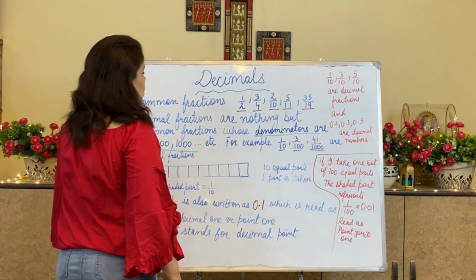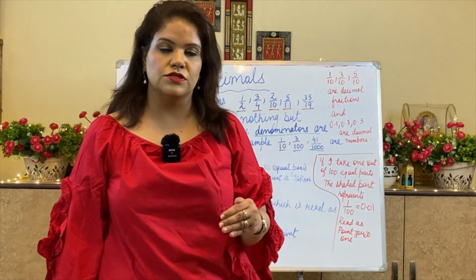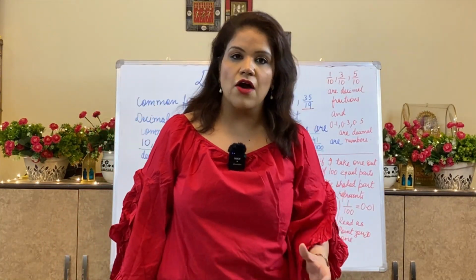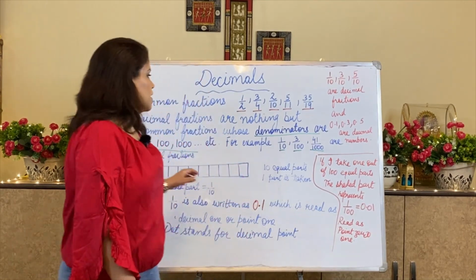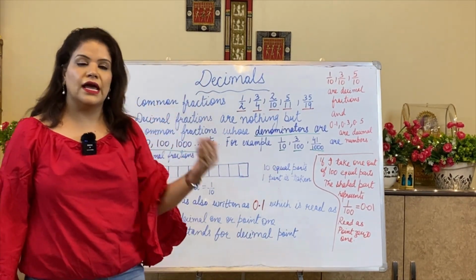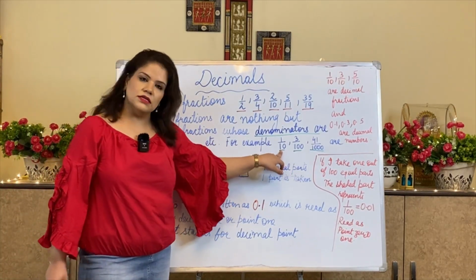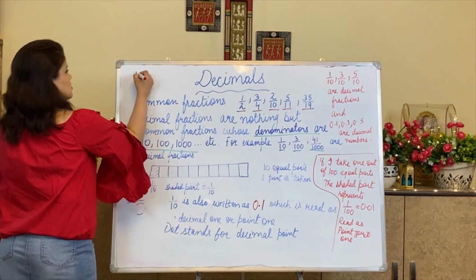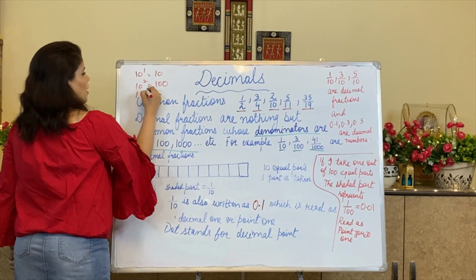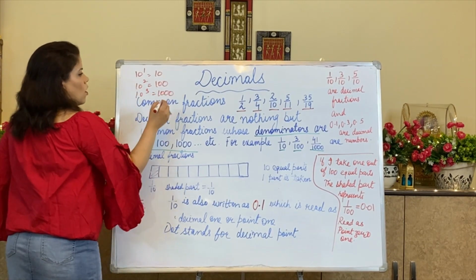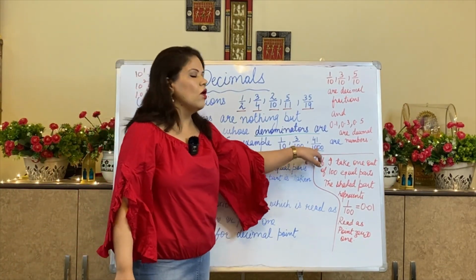Okay, but what are decimal fractions? Why are decimal fractions different from common fractions? Decimal fractions have a particular number in their denominator. That means it should be a power of 10. 10 power 1 is 10, 10 power 2 is 100, 10 power 3 is 1000. Or you can take it as the denominators are 10, 100 or 1000.